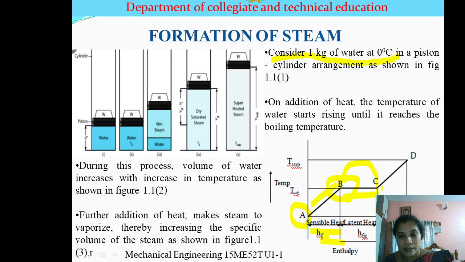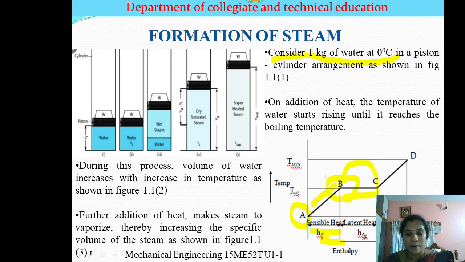At this particular point, the steam we are going to obtain will be completely dry, but the steam at the starting point is completely wet. That is, it consists completely of water particles. So the process of conversion of boiling water into the dry steam is represented by what? BC, the straight line BC.